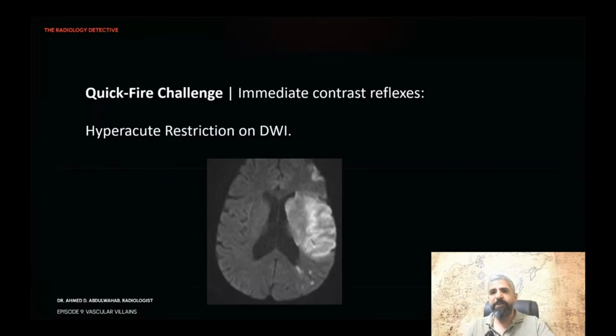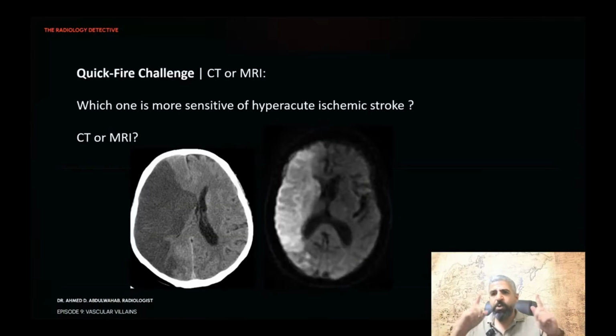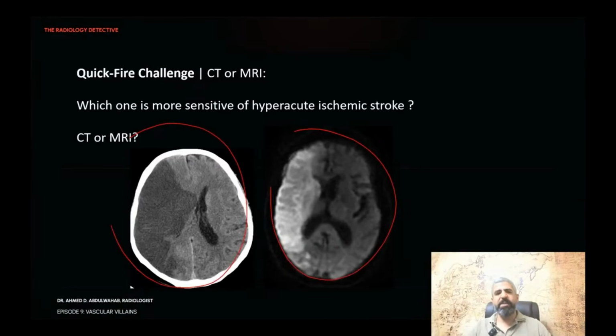Okay, good. Quick fire again. Which one is more sensitive to acute ischemic stroke, CT or MRI? Which one turns positive faster? Of course, the answer is diffusion-weighted imaging. It's much more sensitive than CT scan. There have been some reports that diffusion-weighted imaging turns positive a few minutes after the onset of stroke, while CT scan takes hours to be positive. So diffusion-weighted imaging, specifically on MRI, is very, very sensitive to acute ischemic stroke.